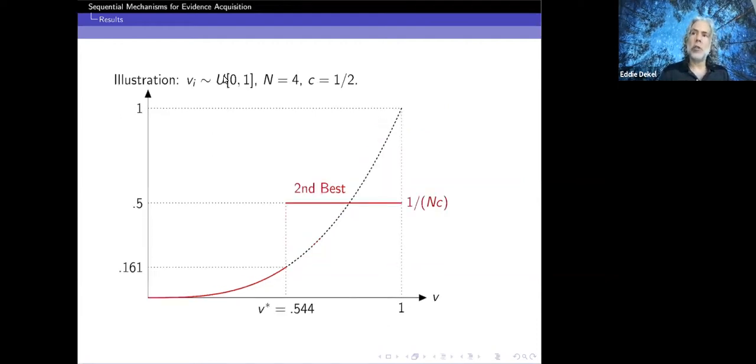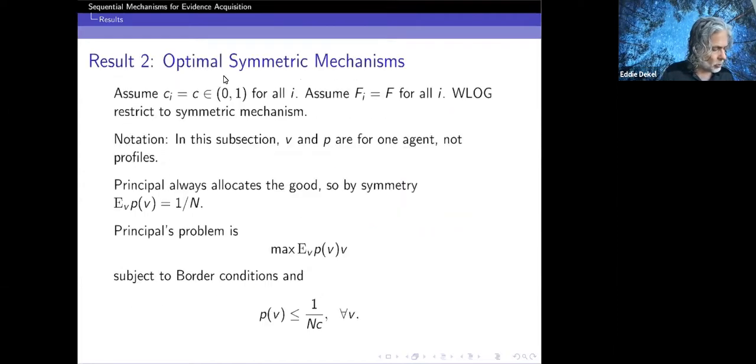But we have an additional constraint. And the additional constraint is we can't go above 1 over nC. So let's change colors. We can't go up here because the probability of giving the good to agent i when his value is v_i has to be less than or equal to 1 over nC. Just to remind you, that was this condition over here. And that came from the combined feasibility and evidence constraint.